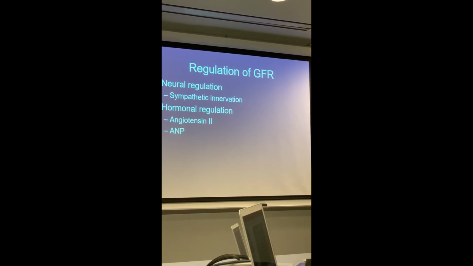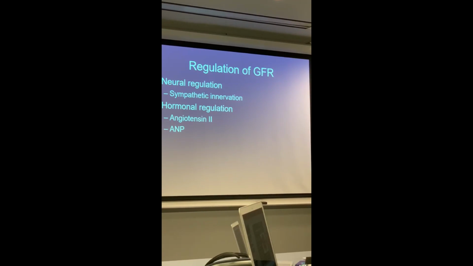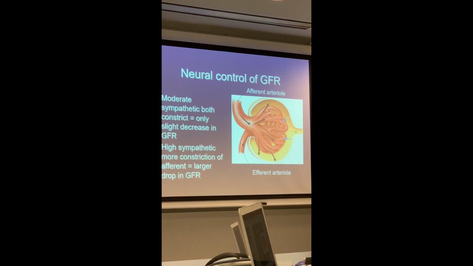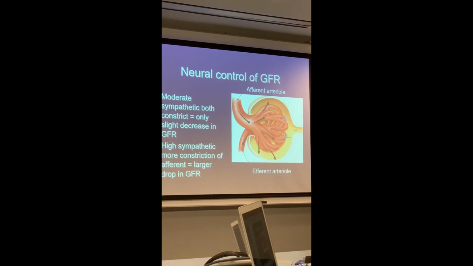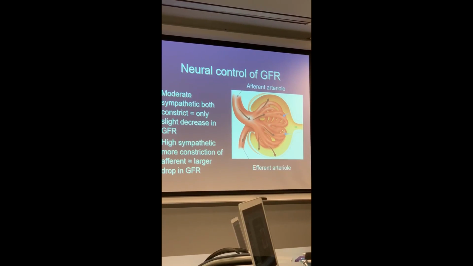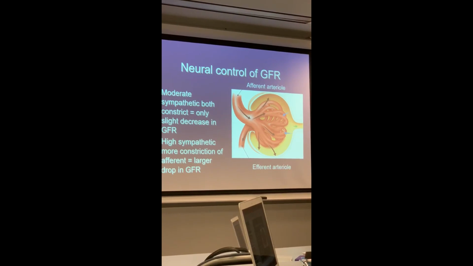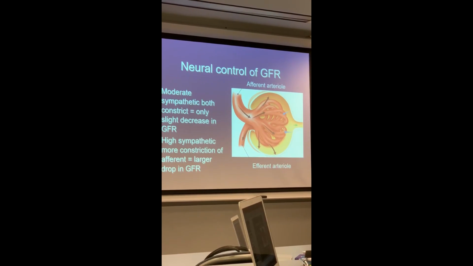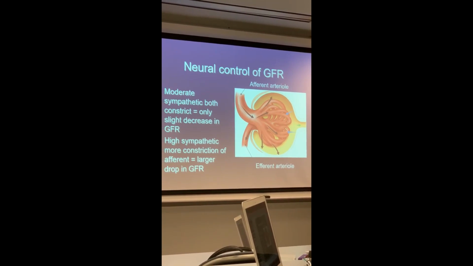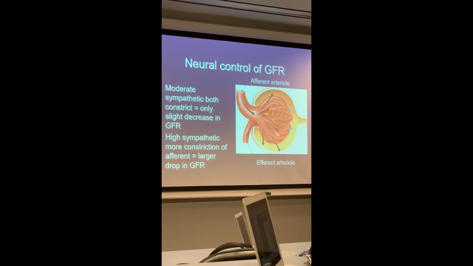So let's look now at the sympathetic innervation. And it kind of works in a two-phase fashion. Moderate sympathetic activity constricts both, and that results in a slight decrease in GFR. I'm not talking about clamping down to nothing, I'm talking about a slight decrease in both of them. So that gives you an overall lower flow to the kidneys, slight decrease in their function.